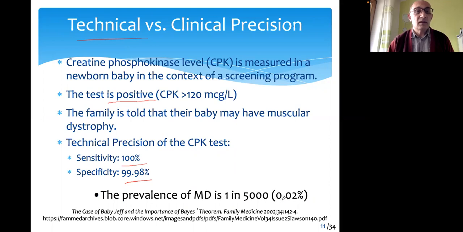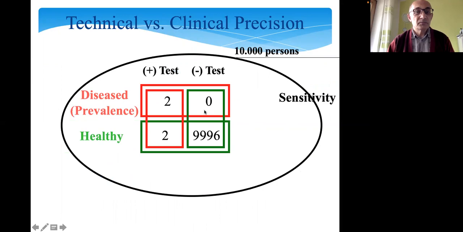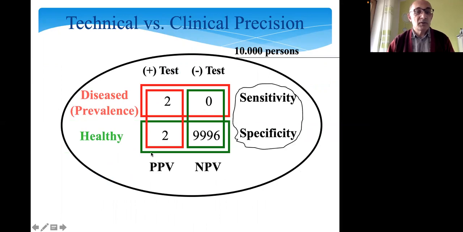This is the prevalence of the disease. The prevalence of muscular dystrophy in the community is very low, unfortunately. 1 out of 5,000 newborns, that means 0.02%. So after having this extra information about the prevalence, should we consider changing our opinion whether the baby has muscular dystrophy or not? This is the question. To answer this, I should show you in more detail what positive predictive value and negative predictive value mean.